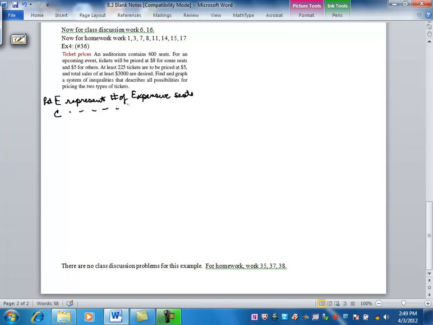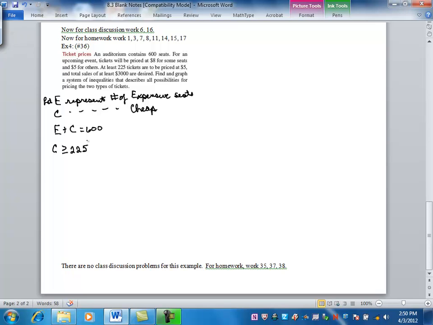Let's C represent the number of cheap seats. Okay, and we know that the number of expensive seats plus the number of cheap seats equals 600. We also know that at least 225 tickets are to be priced at $5, so those would be the cheap tickets. So the number of cheap seats has to be greater than or equal to 225.